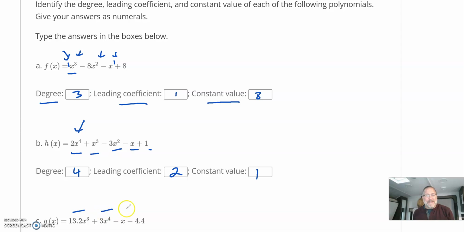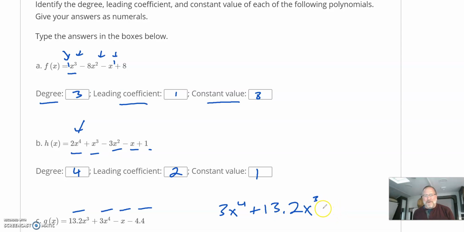Cool. Same thing with this last one down here at the bottom, C. Scan it. Uh-oh. It's not written in proper form. Standard form says have the highest exponent first. That way you don't get confused with the phrase leading coefficient, because you might think that 13.2 is the leading coefficient, and it is not.